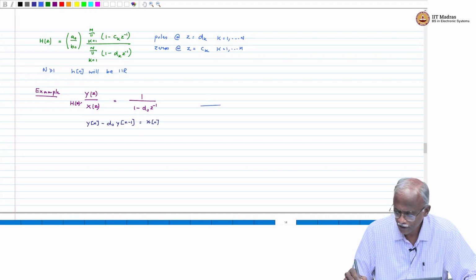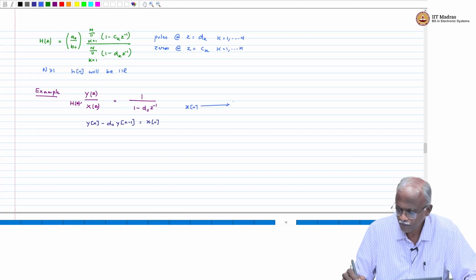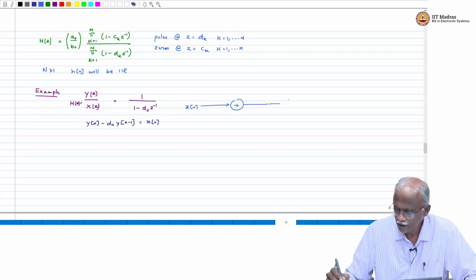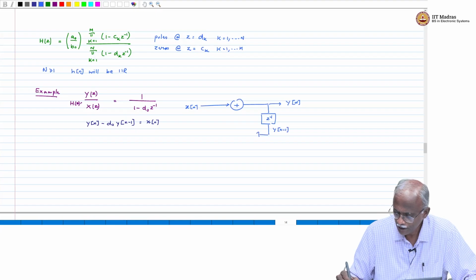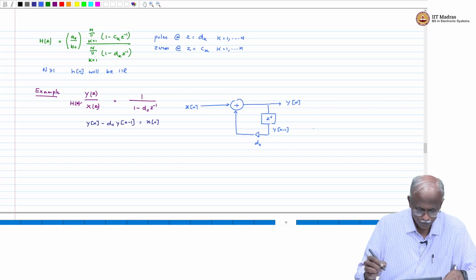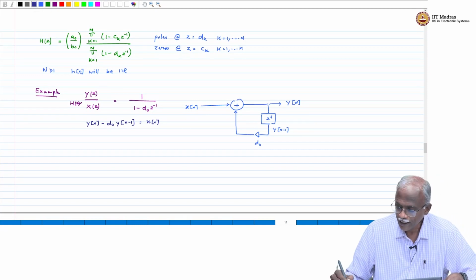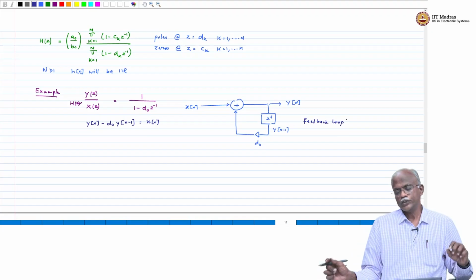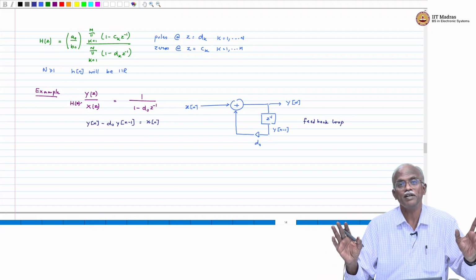So implementation: take x of n, put it in an adder, this is the output y of n, pass the output through a delay, you will get y of n minus 1, multiply it with a multiplier which has a value d naught, and then add this signal to the sequence, and then you will get the input output relationship. Now notice that what we have here is a feedback loop.